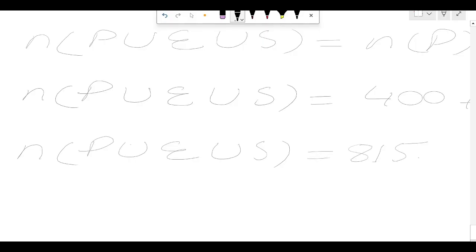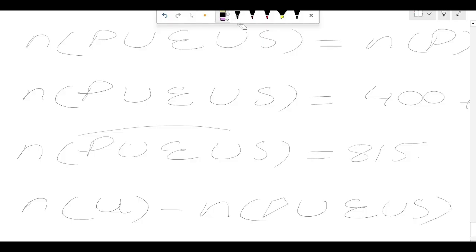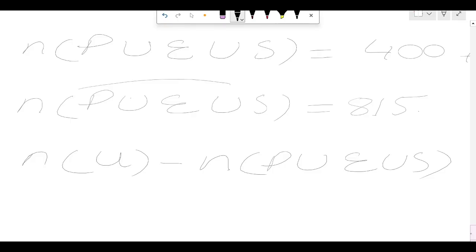So what if I subtract the inclusion exclusion answer from the universal set? So if I subtract P union E union S from the universal set, what will happen is that 815 will be subtracted from 940 and the resultant will be 125.